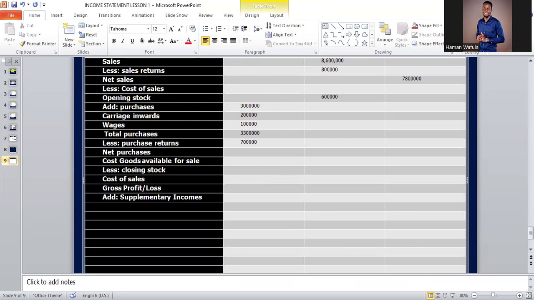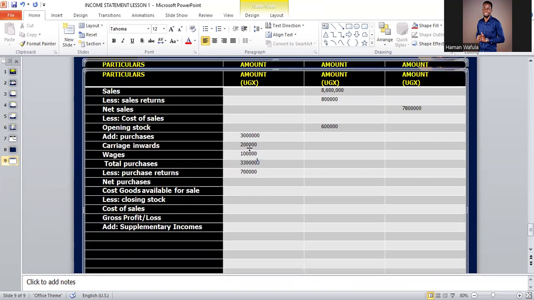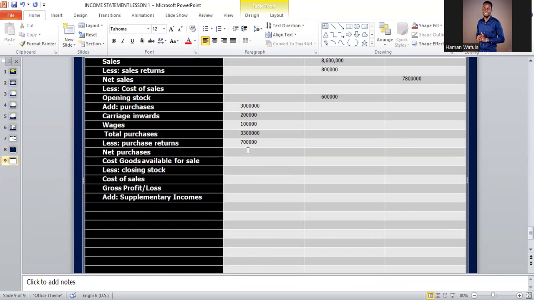Normally in the books, or in the exam, I expect you to draw a line. After you've added, you draw a line and you write the answer. After you've subtracted, you draw a line and then you write the answer in the column where the answer is supposed to be, depending on the format. So when you subtract 3.3 million minus 700,000, our net purchases will be 2,600,000.